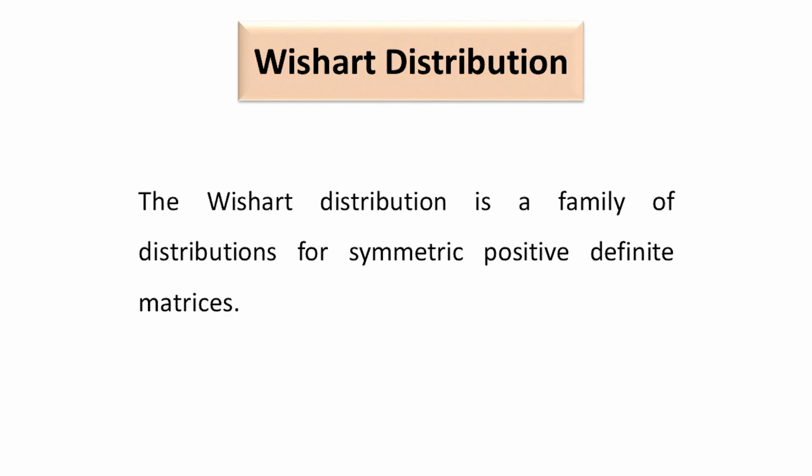Let us come to a formal definition of the Wishart distribution. The Wishart distribution is a family of distributions for symmetric positive definite matrices. So, in the earlier slides, we had shown that if S is the sample dispersion matrix, then n minus 1 S has the Wishart distribution. Here, we assume that sigma is positive definite and S is also positive definite. Obviously, S and sigma are both symmetric matrices.